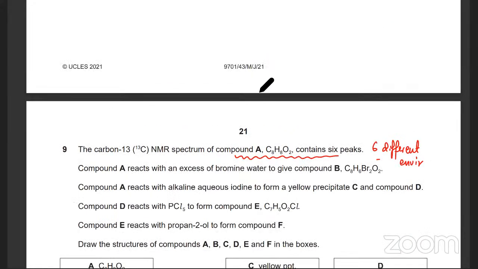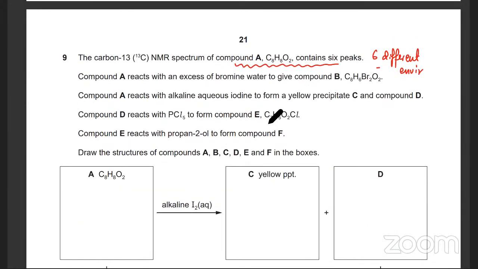So there are 6 different environments for carbon. So there are 6 different ways that the carbon atom is bonded. And now the first thing is that if you look at this molecule, what you'll notice is that the carbon and hydrogen ratio is almost one. It is exactly 1:1. That kind of indicates that there must be a benzene.